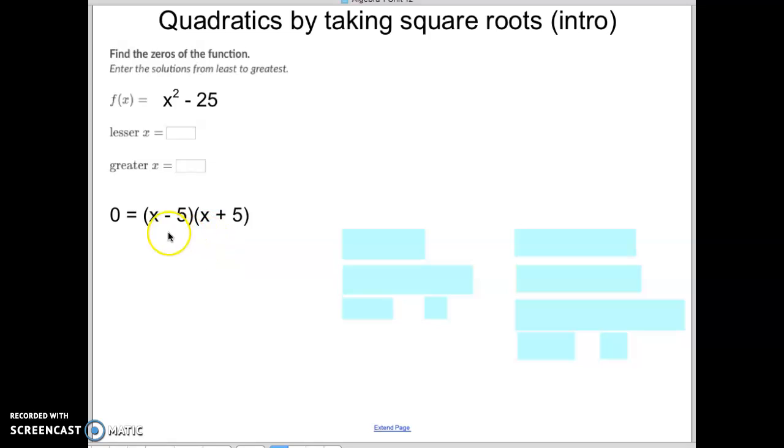And as you do that, you would know that x for this one would have to equal positive 5, and x for this one would have to equal negative 5. Since negative 5 is the smaller value, it goes here. Since positive 5 is the larger value, it goes there.